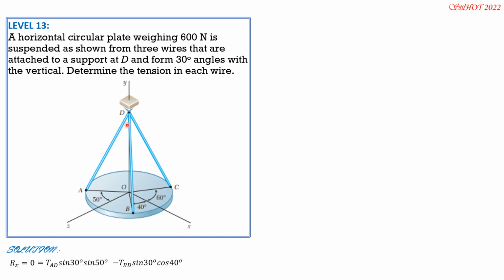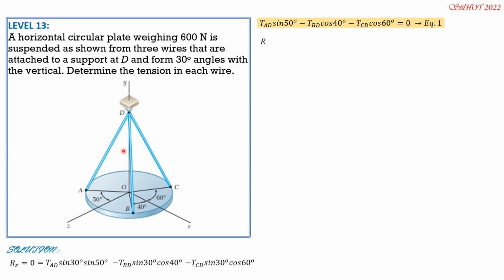And finally, for CD, along CO is tension CD sine 30 again. It is adjacent and going to the left because it is in that direction. So negative tension CD sine 30, then adjacent to 60, so cosine 60. Tension CD sine 30 times cosine 60, but it is negative. So we divide everything by sine 30. We can simplify it to tension AD sine 50 minus tension BD cosine 40 minus tension CD cosine 60 degrees equals 0. And let's call that equation 1.